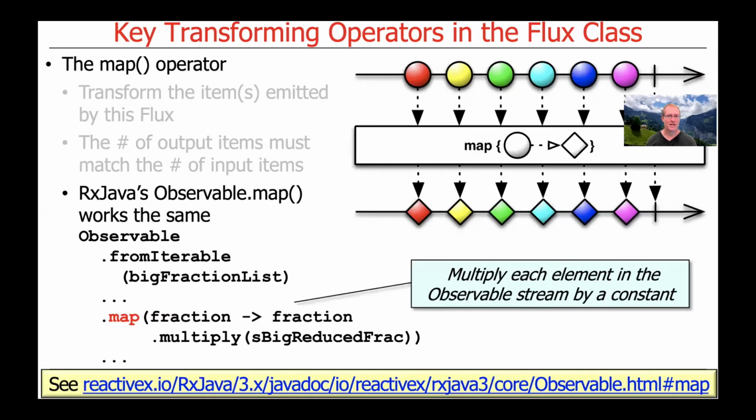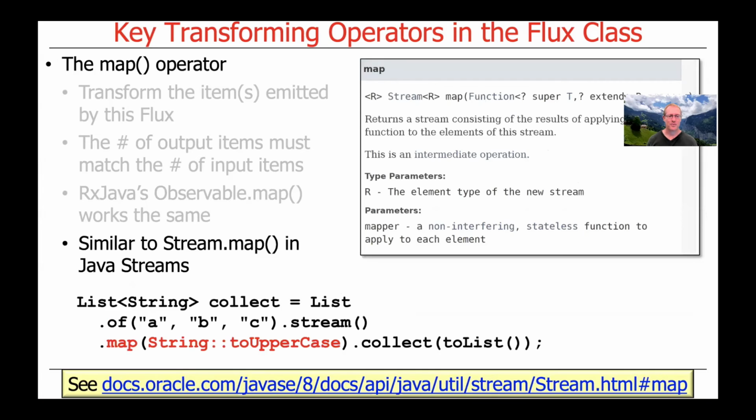RxJava also has a map operation that works exactly the same way. As you can see in this example, we use Observable, and we start out with the fromIterable factory method, and we take our big fraction list, and we create an observable that's going to emit each of those big fractions in that list. And then we're going to go ahead, once again, as we did with Project Reactor's map, and map each of those big fractions by multiplying it by some constant. So same basic idea that we saw earlier, except now done with RxJava, not Project Reactor.